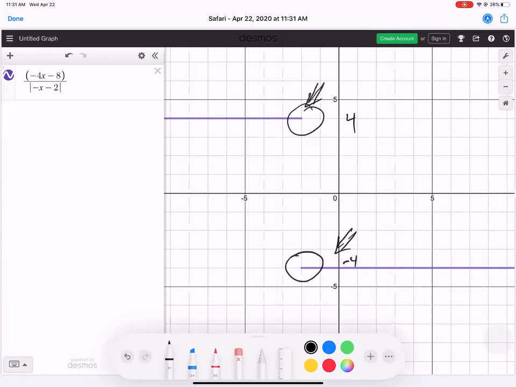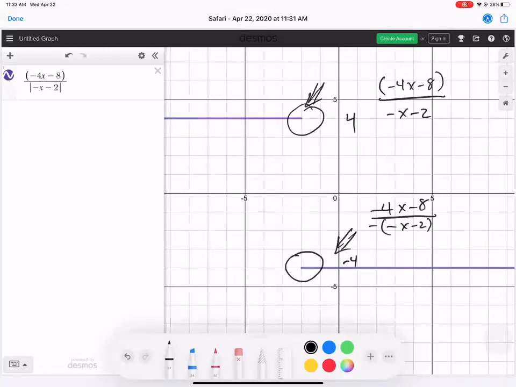When you have an absolute value equation, you want to separate it into two possibilities. A -4x minus 8 over -x minus 2, that part doesn't change. That's one version. And our next version is negative 4x minus 8 over negative x minus 2. And since it's absolute value, we might need a negative.